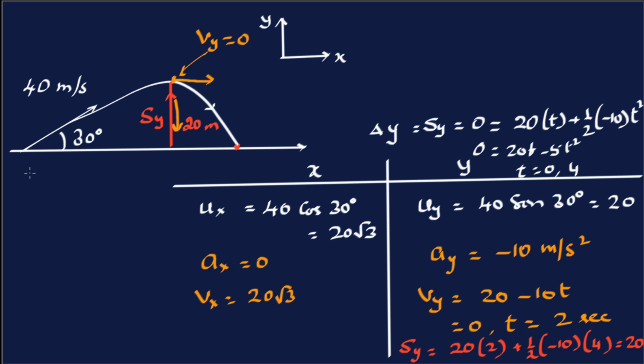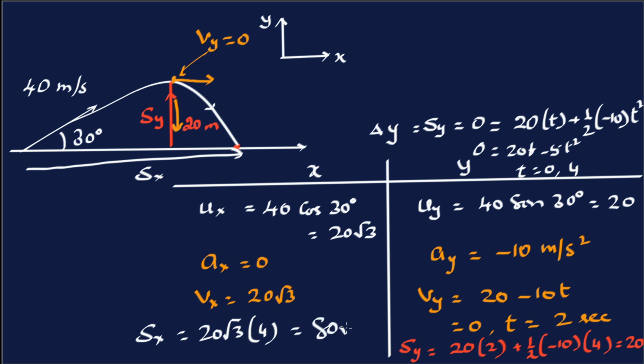And the question is, how far away does it land? But that is nothing but displacement in the x direction. So let's do that. Displacement in the x direction in 4 seconds is equal to ux t, t is 4 seconds, plus half at squared. a is 0 in the x direction. So the answer is 80 root 3 meters. That is how far away it lands. This is how we do the first problem.